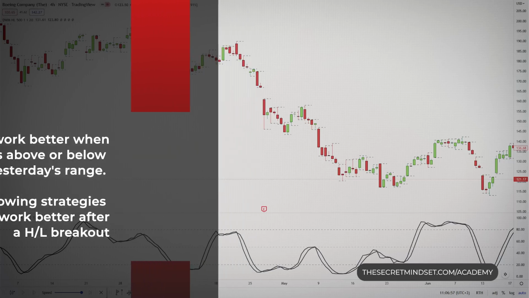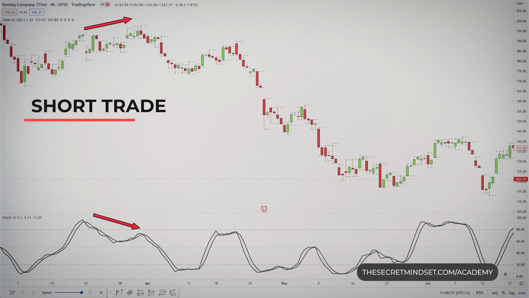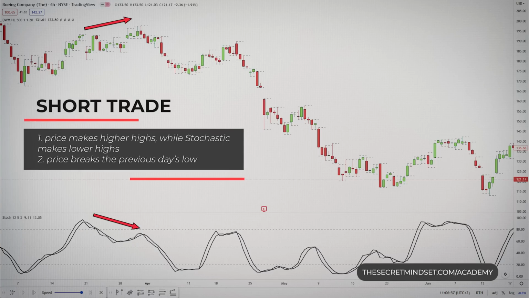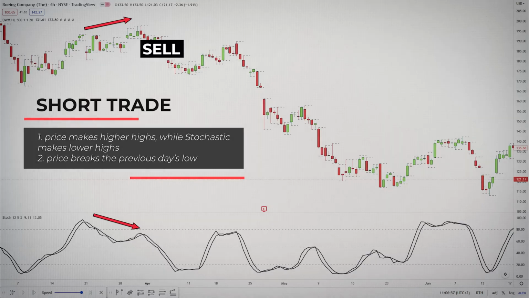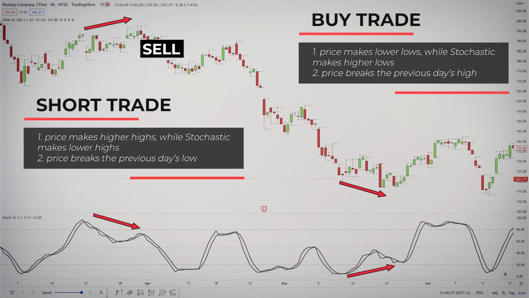So here's the trading plan. You trade bearish divergences when price makes higher highs, while stochastic makes lower highs, only if the price breaks the previous day's low. When the previous day's low is broken, you look to short the market. And you look for buy signals when you spot a bullish divergence, when price makes a lower low, while stochastic makes a higher low, but only if the price breaks above the previous day's high.